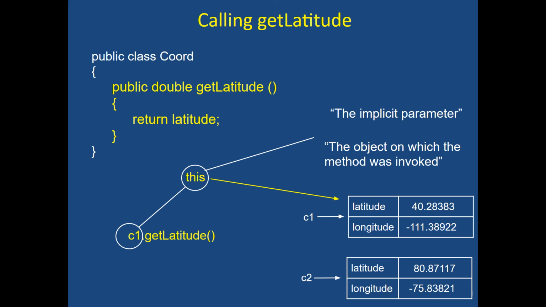Okay, now let's see what that means. So when you see the instance variable up here where it says return latitude, that is actually a shorthand for this.latitude. So now we can look at the getLatitude method, and tell me what that return statement says now. What does getLatitude return?